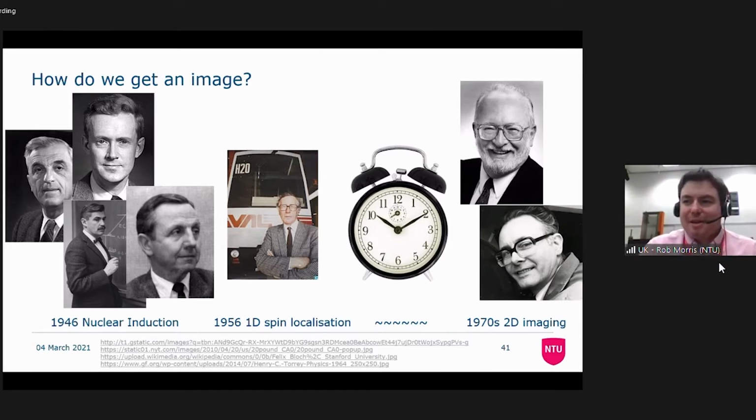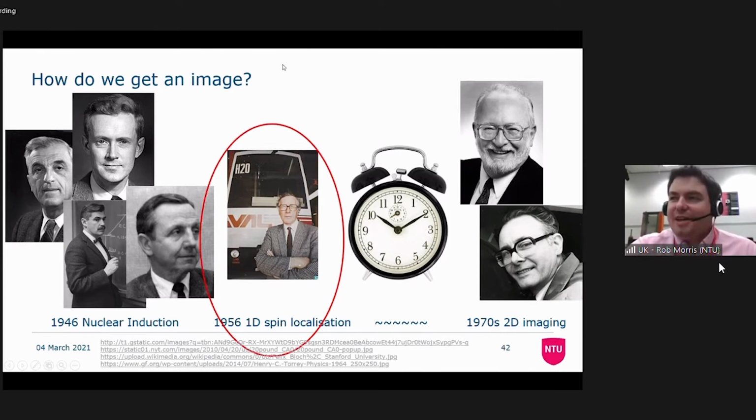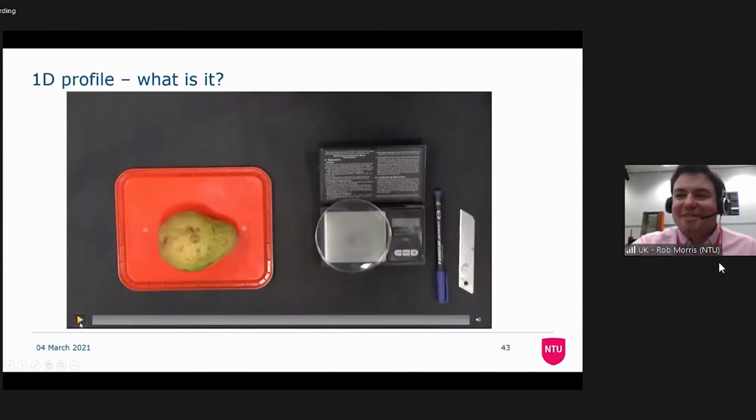I think Gabiard had the right idea, and so we're going to do the same thing, and we're going to start with 1D localization of spins because it's the simplest entry point into imaging. I'm aware that 1D localization of spins is not necessarily enlightening as to what it means, so we're going to have a look now at this.